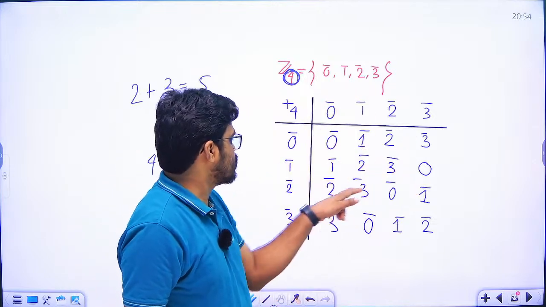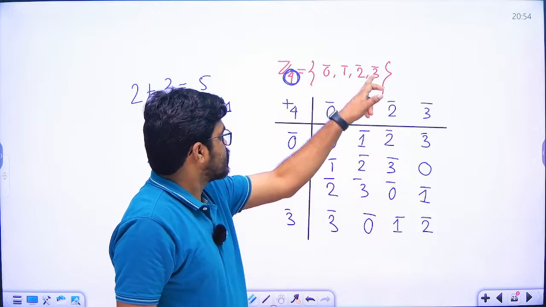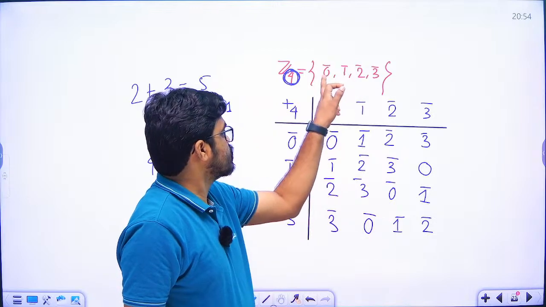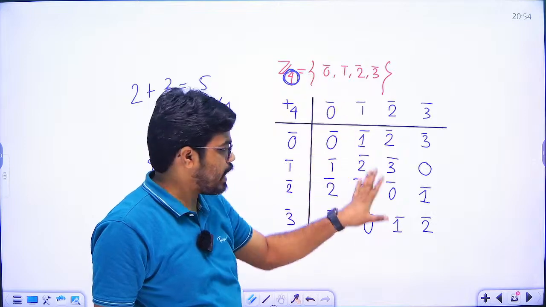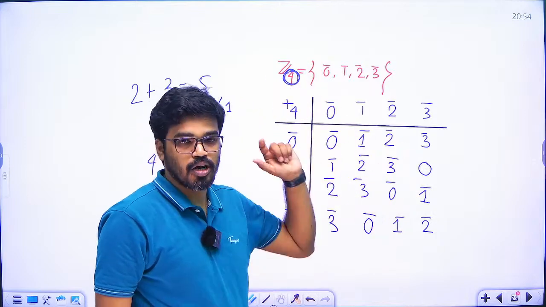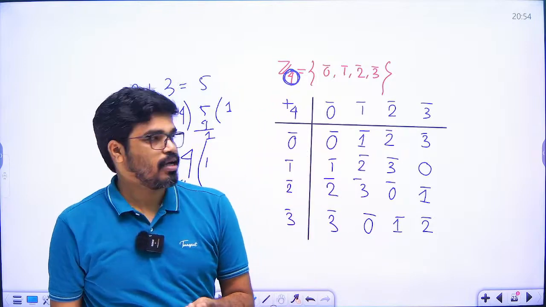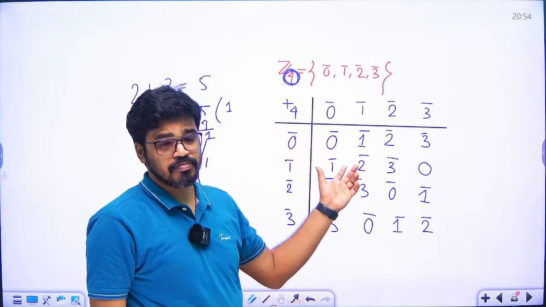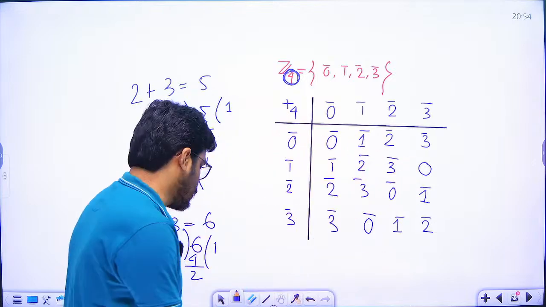দেখো সমস্ত এলিমেন্টস গুলো Z4 এ বিলংস করছে। All elements in the table belong to Z4. So closure property satisfied, right? Obviously addition is associative. What is the identity element? 0 is the identity element.